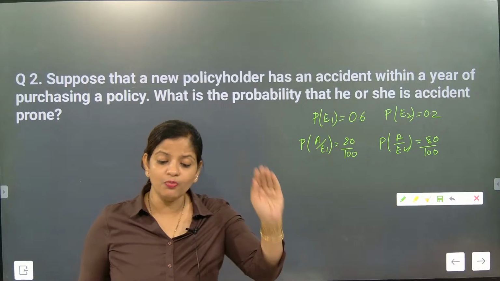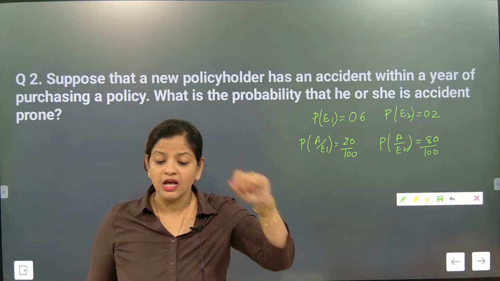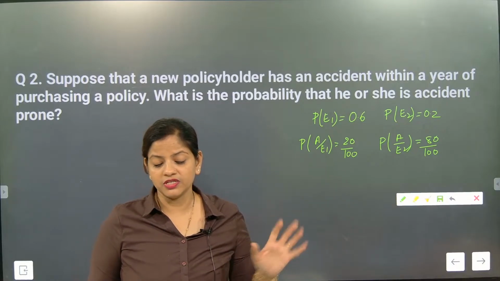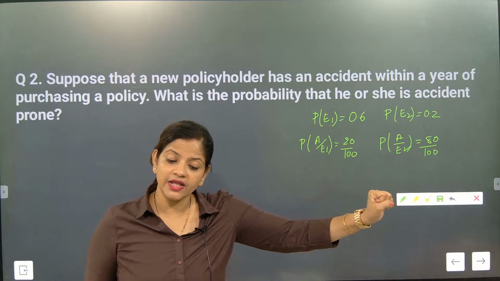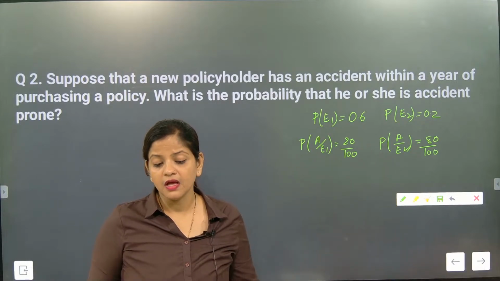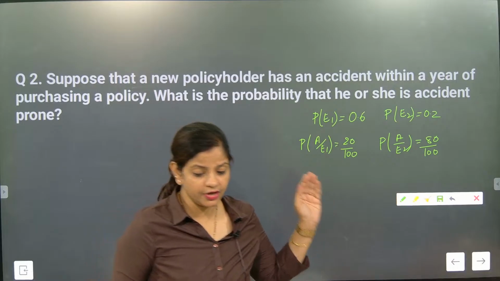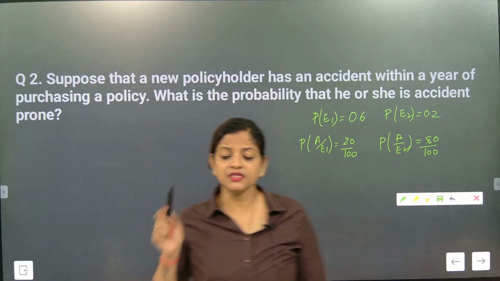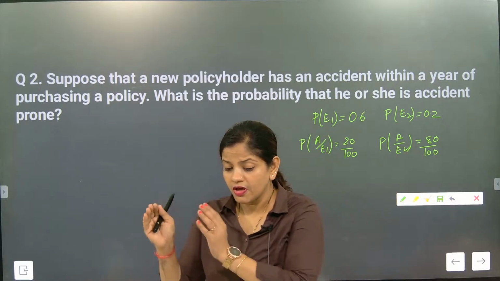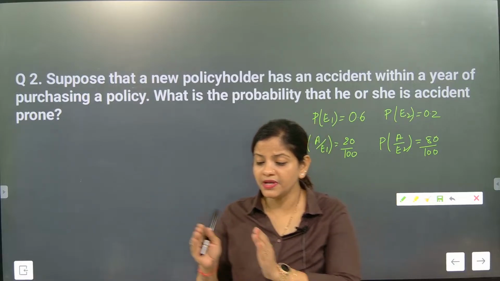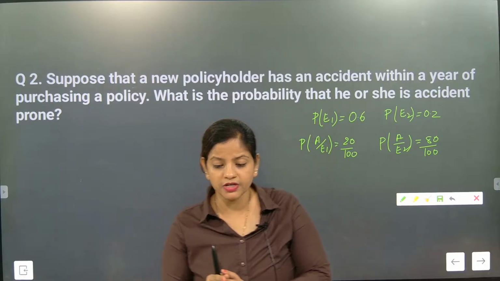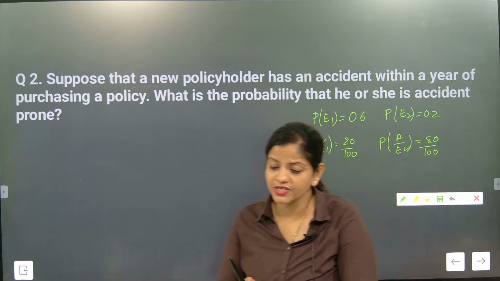Suppose that a new policyholder has an accident within a year of purchasing the policy. So this already happened. What is the probability that he or she is accident prone? It is a complete case of Bayes theorem. Understood? How is it a complete case of Bayes theorem, beta?